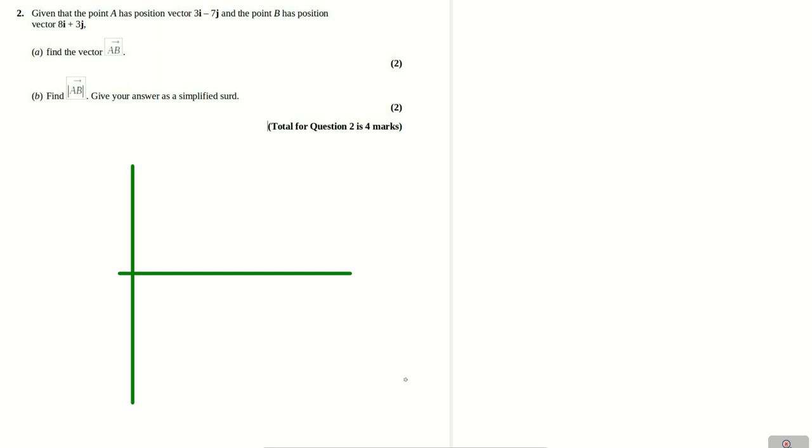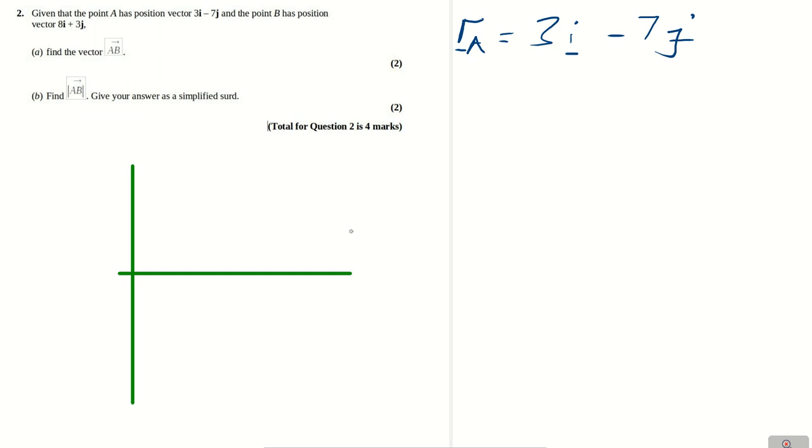Right, the point A has position vector 3i minus 7j. Now, I could write it like this. I could say that r of A, because r is the symbol sometimes you use to denote a position vector, equals 3i minus 7j. Now I've drawn lines underneath my i, j and my r to denote them as vectors. Now what does this mean though? Well, i means in the x direction and j means in the y direction.